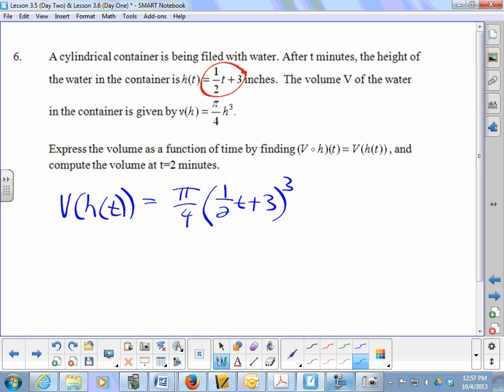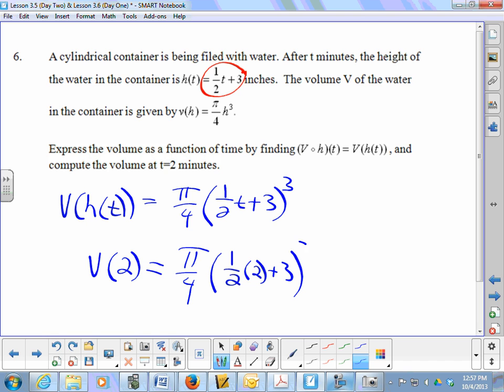So it says compute the volume at t equals 2 minutes. So I want to find V of 2. So I'm just going to replace t with 2. That's all you have to do, and find that answer. And leave pi in your answer. So you don't have to do that anymore. Well, you just have to simplify it. Oh, I thought we could just leave it like that.